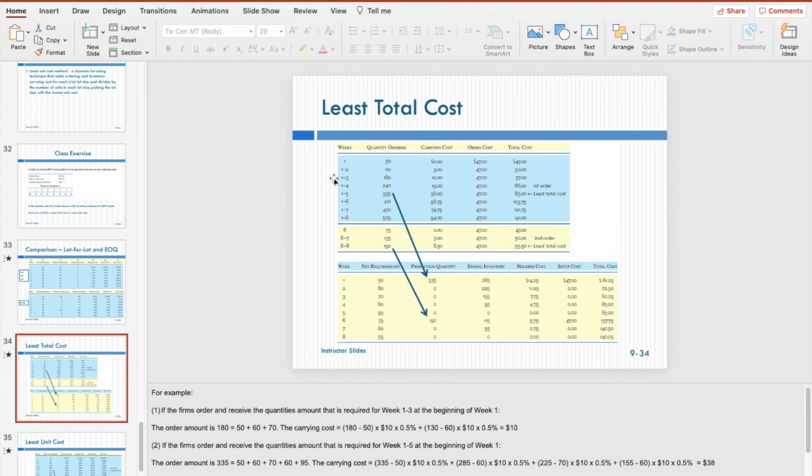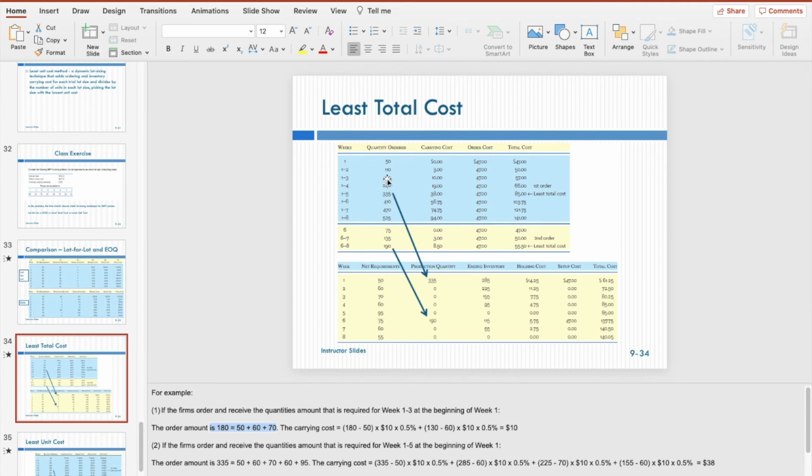Now, at the beginning of week 1, if you decide to order for the next 3 weeks, how many should you order? I already talked about this, right? 50 plus 60 plus 70, which is 180. Okay, I also list it here, just as supplemental material. This will be the 180.